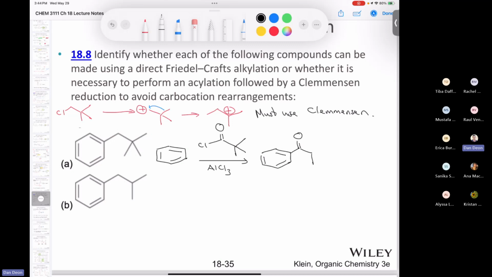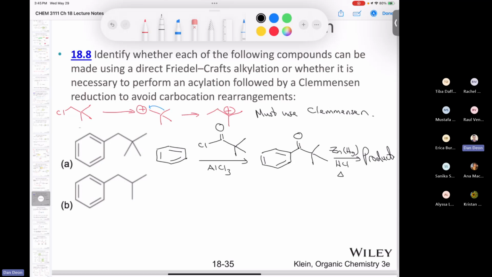And then to remove the acyl group, we just do the Clemmensen reduction. So we use the zinc, mercury amalgam, and then HCl. And we heat that up. And I'm kind of running out of space here, so I'm just going to write product. Okay, that's going to give us the desired product.